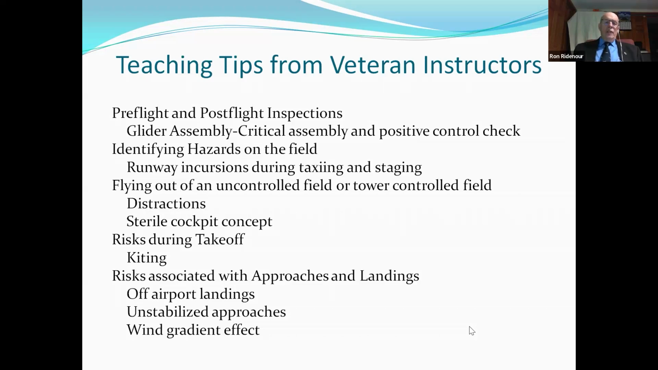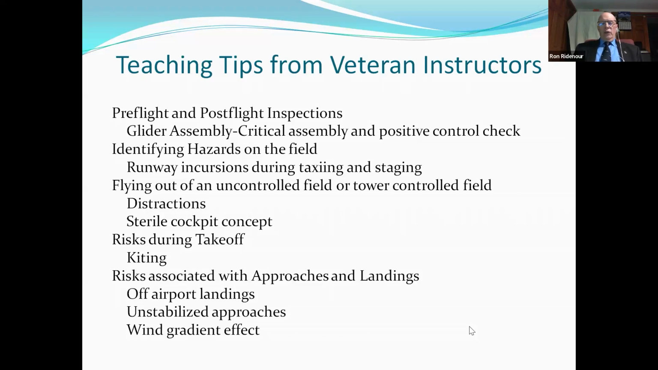We have distractions that can cause us to not be mindful of some of the things that we should be mindful of when we're operating. We talk about the sterile cockpit concept, but sometimes people don't fully understand it. Basically, in a sailplane, the most critical time is when you're taking off and in the general vicinity of the airport, or landing and in the vicinity of the airport, whether it's in a pattern or you're landing straight in or whatever.